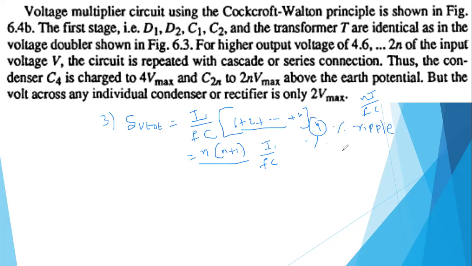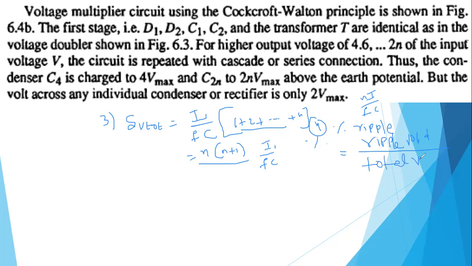What is the formula for percentage ripple? These are all very, very important formulas for problems. Percentage ripple is equal to ripple voltage divided by total voltage. Okay, now note down the formulas.